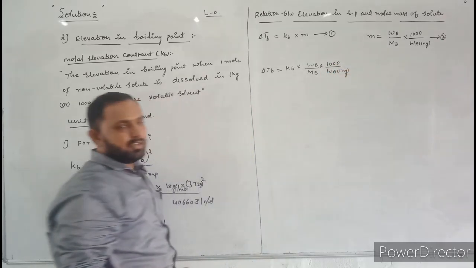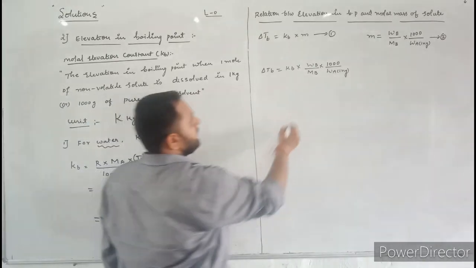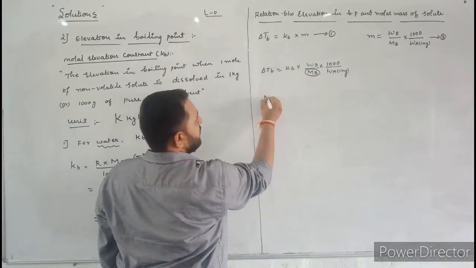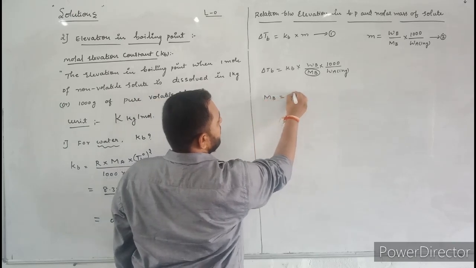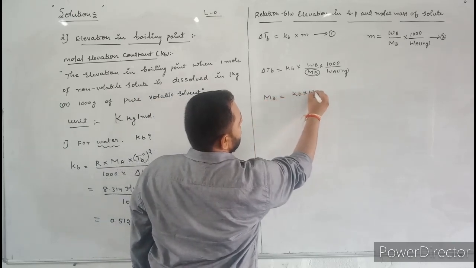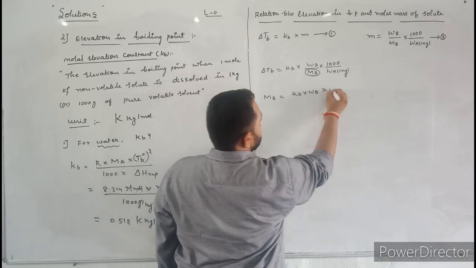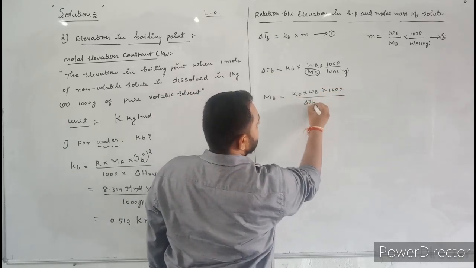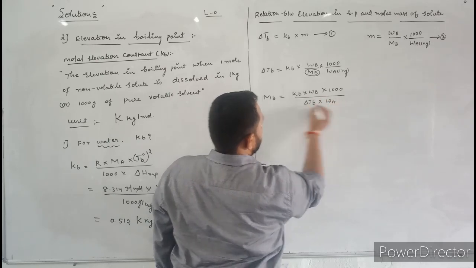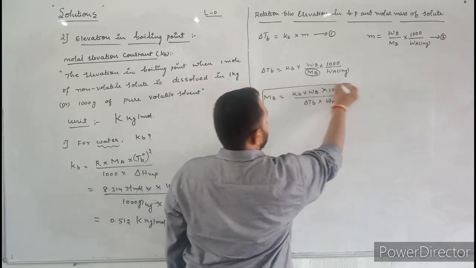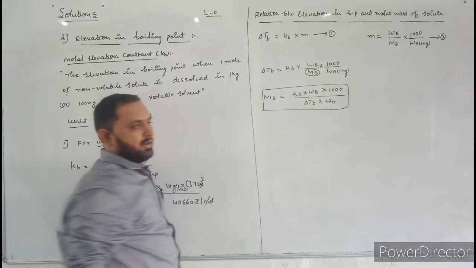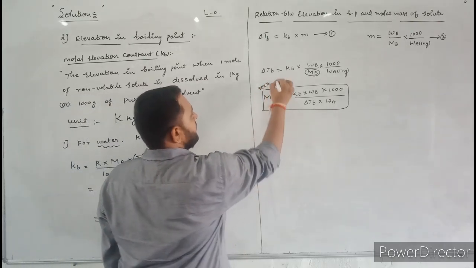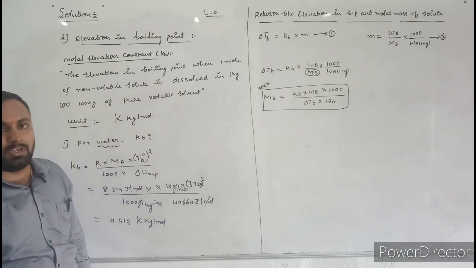Now you just rearrange this equation because we need a molar mass of solute. So rearrange this equation. Molar mass of solute is equal to Kb into weight of solute into 1000 divided by delta Tb into weight of solvent. This is the formula to calculate the molar mass of solute. This formula is very important. By using this formula, we can easily calculate molar mass of solute.